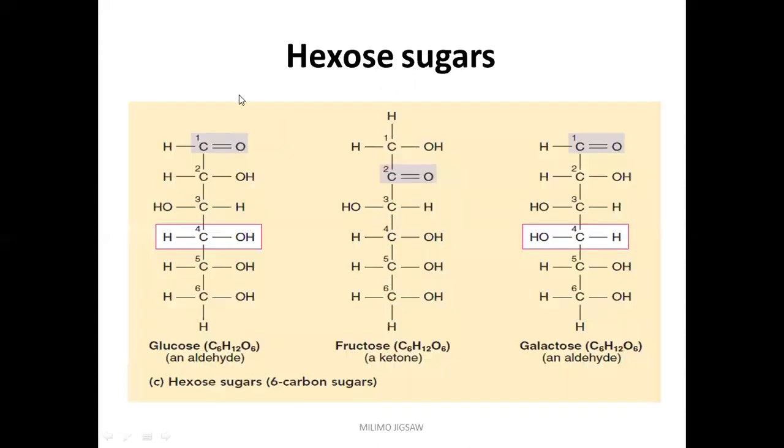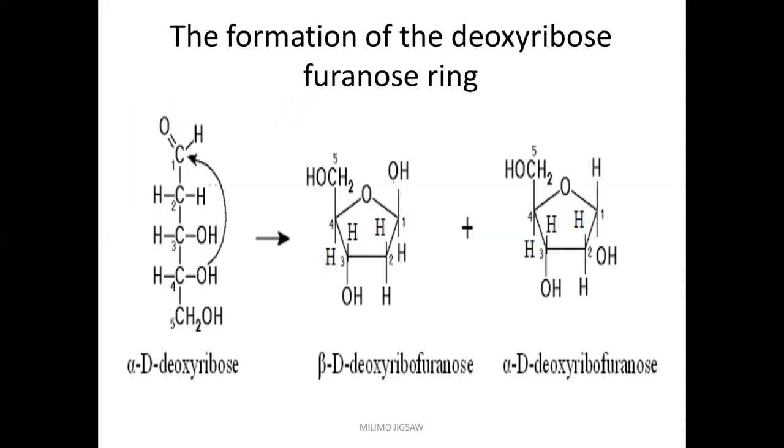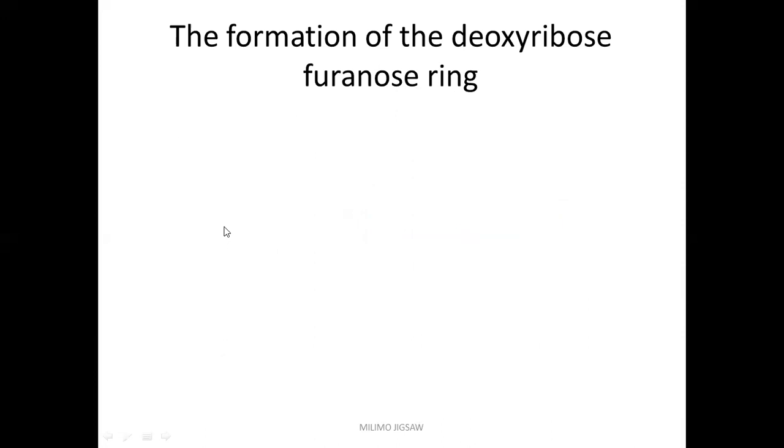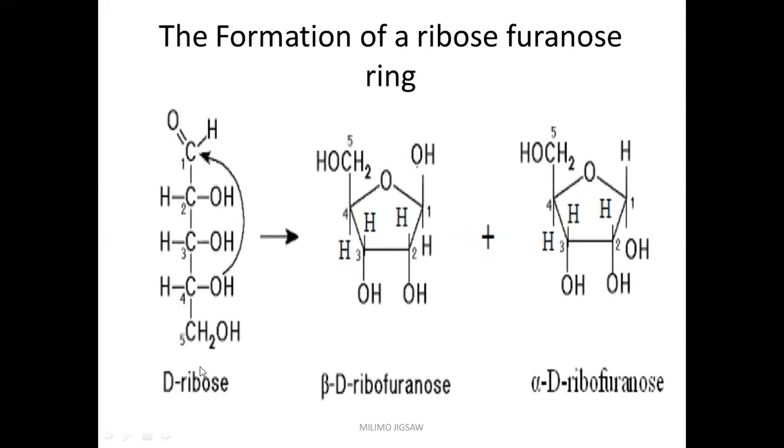So this is how the furanose rings are formed in a pentose sugar, a ribose sugar, and also in a deoxyribose sugar. So know that the reaction takes place between carbon 1 and carbon 4 to produce that furanose ring.